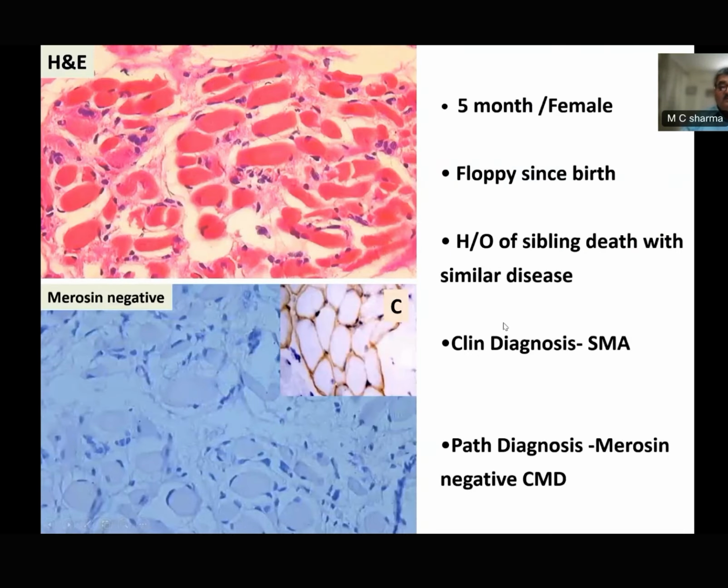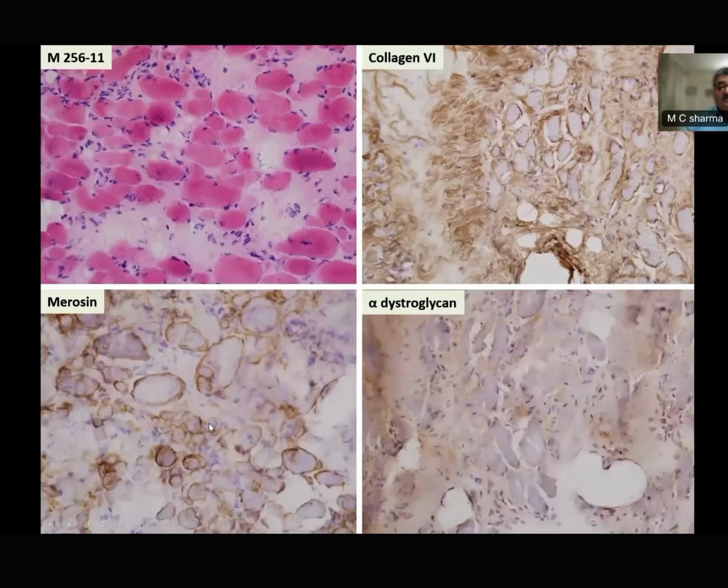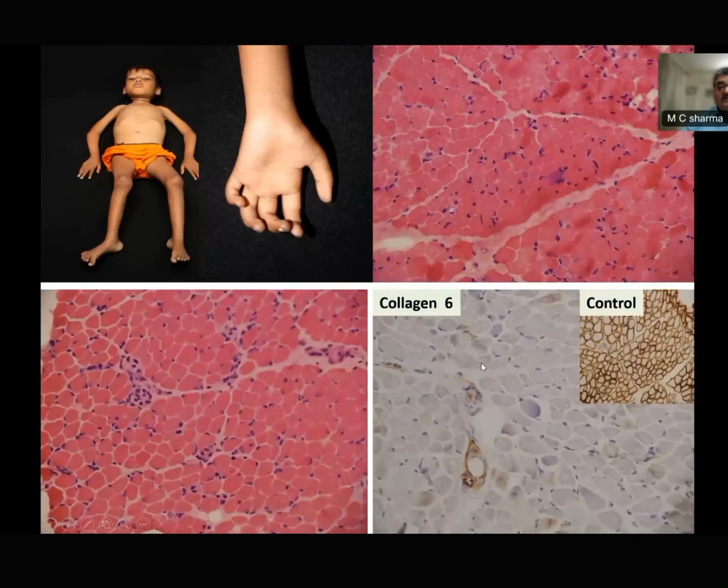This is the myosin deficiency. Easy to diagnose muscular dystrophy at the age of 5 months. Myosin is absent. This is the alpha dystroglycan. This is muscular dystrophy. Alpha dystroglycan is absent. This is collagen 6, which is absent.